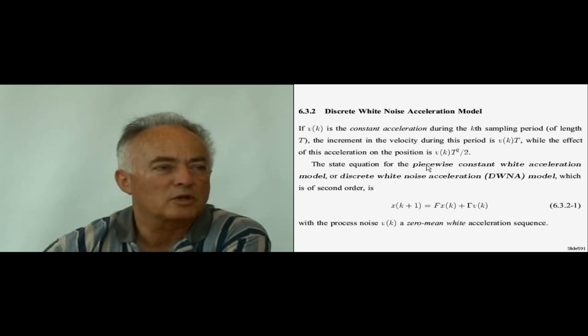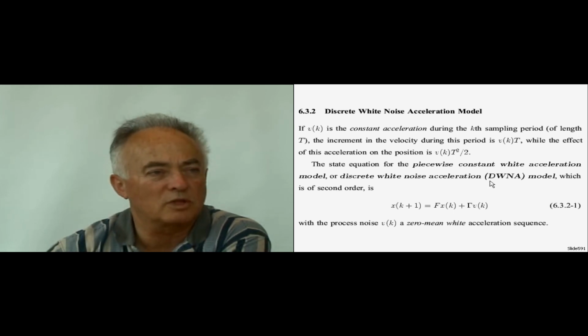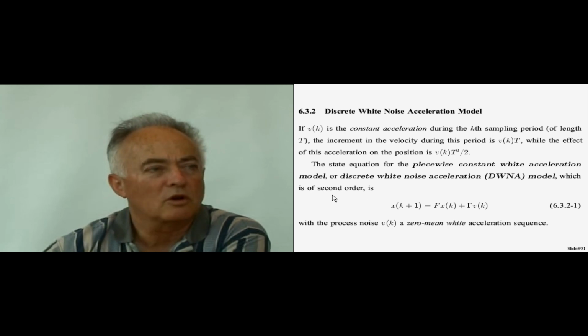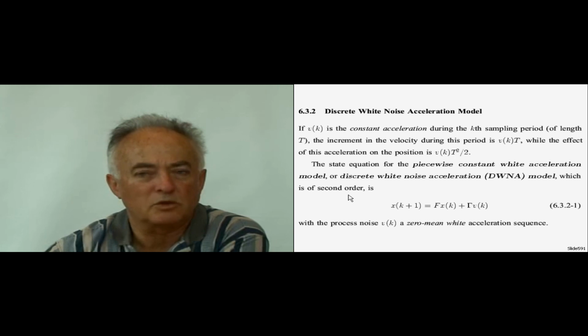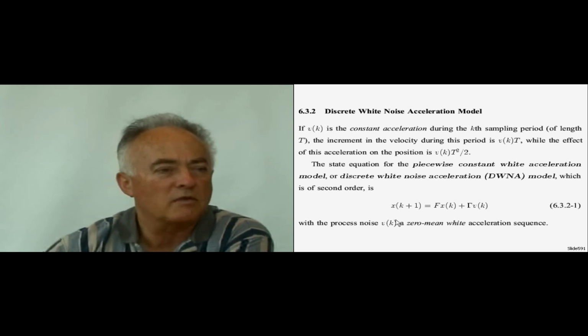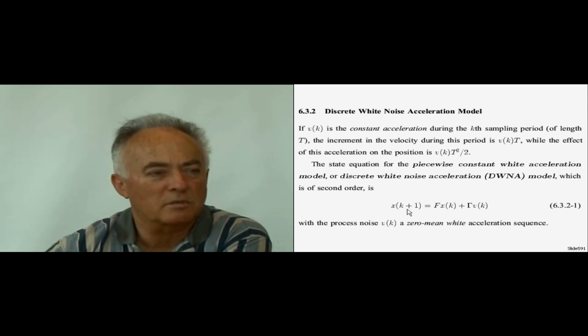Now, the state equation for the piecewise constant white acceleration model, or discrete white noise acceleration, we use DWNA, discrete white noise acceleration, as the designation of this model, which is of second order because you assume process noise acceleration, the states will be position and velocity, are given by, as before, x_{k+1} is F x_k plus gamma v_k, where v_k is a zero mean white acceleration sequence.